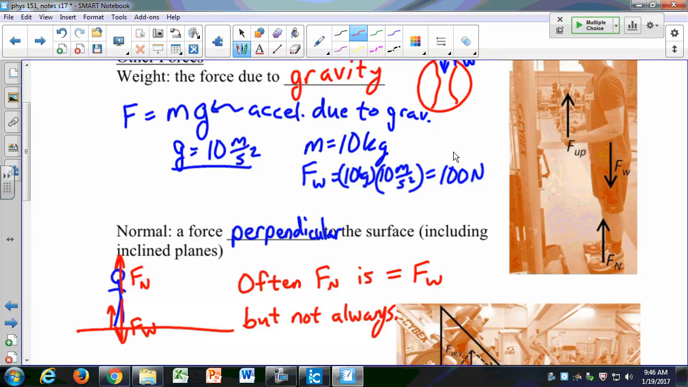These are just some bathroom scales. Bathroom scales, they don't measure your weight. Did you know that? It's true. They don't measure your weight at all. Instead, they measure what?